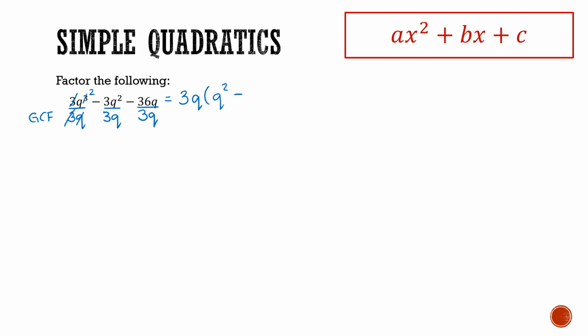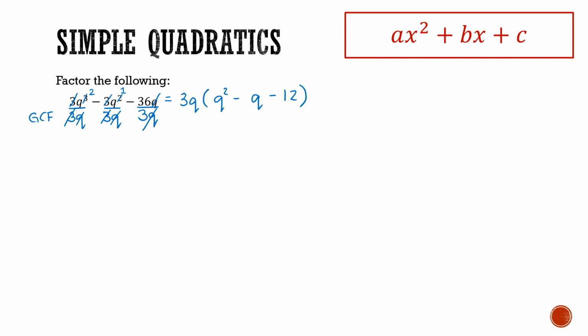Minus, here the 3's cancel each other out, and q goes into q squared, leaving me with q to the power of 1, or just q. Minus, here the q's cancel each other out, and 36 divided by 3 leaves me with 12.